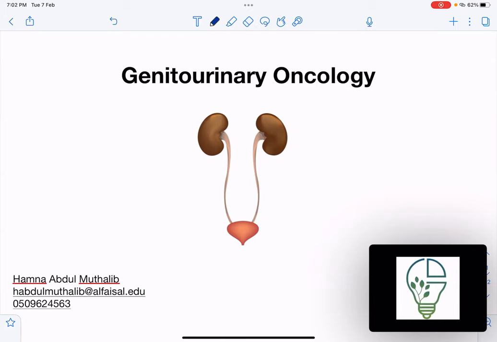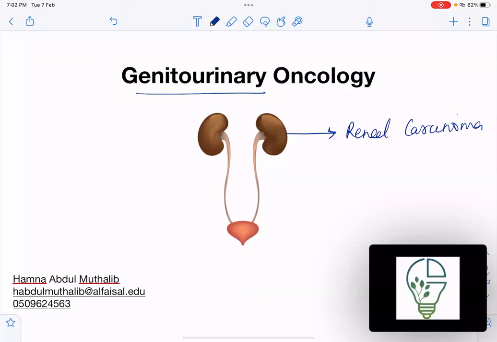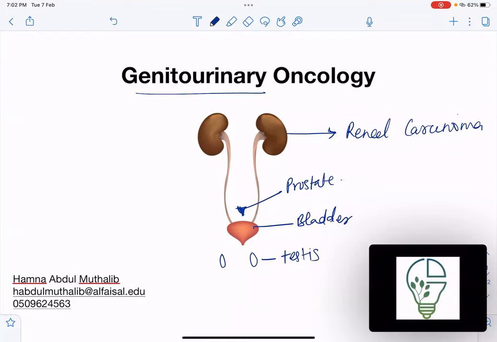So the four topics that we're going to cover today are, first, renal carcinoma. And then we'll go on to the bladder. And then we'll continue with the prostate. And then we'll go to the testes, right? So these are the four oncology topics that we are going to be covering today.